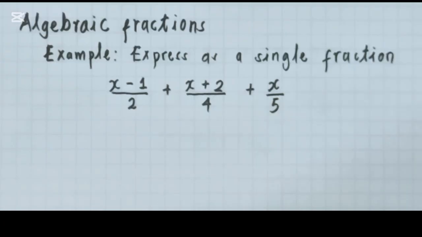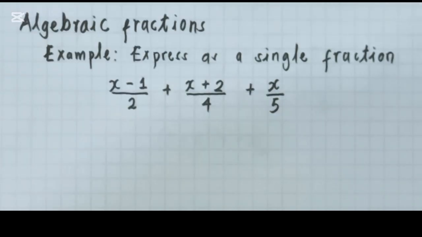Now let's start with this particular example. We have (x minus 1) all over 2, plus (x plus 2) all over 4, plus x all over 5. And the instruction of this problem is that we should express this term as a single fraction.